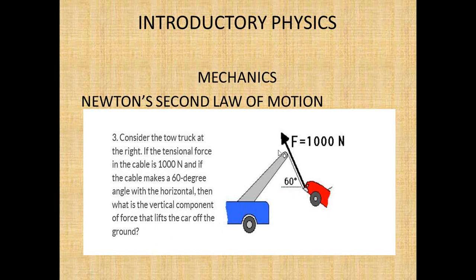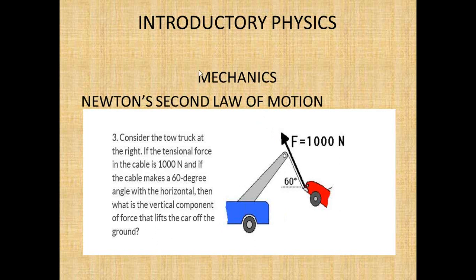You have a cable attached to this tow truck, and there's a tension in the cable. It's going to pull the car upwards, so the tension is upwards. But this upward force has a horizontal component and a vertical component. It is the vertical component which is going to pull the car upwards.